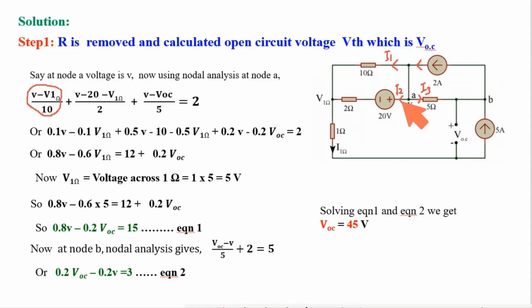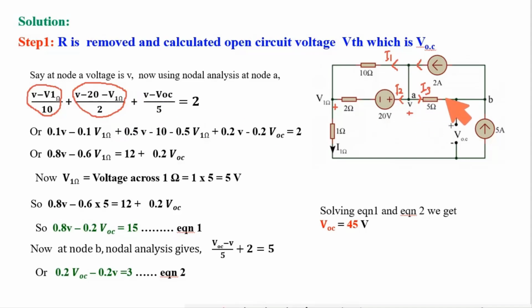Next, I2. What is I2? I2 is the current flowing through this path. Mainly the difference between these 2 points is V minus V 1 ohm. Again, here is a certain potential, that is 20 volt. So ultimately the potential for this I2 is V minus V1 ohm minus this 20 volt. So that potential divided by this 2 ohm is equal to I2.